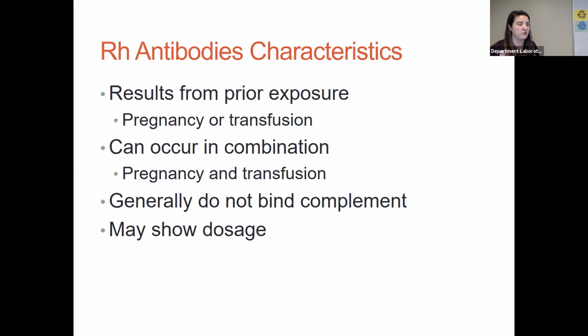Our Rh antibodies are typically of the IgG class, and they usually do not involve complement. However, they may show dosage. So an example of dosage: if you had a heterozygous cell, big C, little c, and it reacted weaker with your patient plasma, because it's sharing the antigen sites, big C and little c, that will give you a weaker reaction with your patient plasma. Versus a homozygous big C, if the antibody is anti-big C, will give us a stronger reaction. That is an example of dosage.